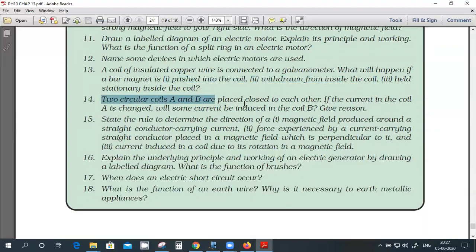Two coils close to each other. If the current in A is changed, will current be induced in coil B? Yes, there will be a current induced. What is the reason? If the current is being changed, then the magnetic field will change as well along with the current, so the magnetic field linking the coil B will change. So there will be current induced in coil B by electromagnetic induction.